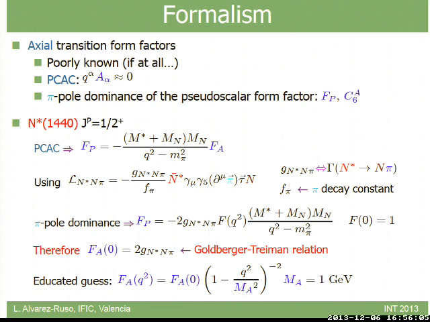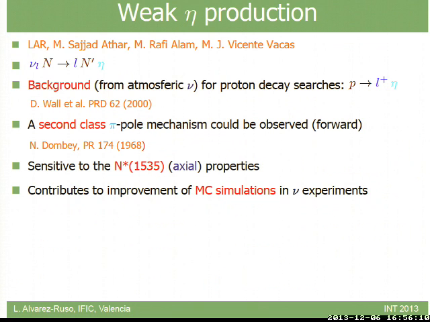Yeah, I know. Okay. So as I said, I wanted to finish with a few words about the eta channel. The eta channel is not particularly large. I don't think it's going to be a major headache for any oscillation analysis. Still, it's interesting. It's also, for example, one of the possible backgrounds for proton decay searches. It could be a source of information about second class currents. And it's very sensitive to the axial properties of the N-star 1535, which is an interesting state. It's very close to the nucleon eta threshold, and actually the properties of this resonance are hard to extract in partial wave analysis.